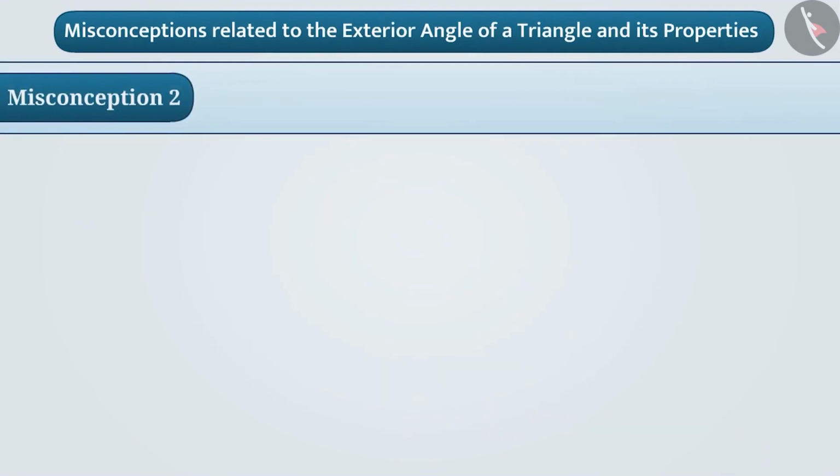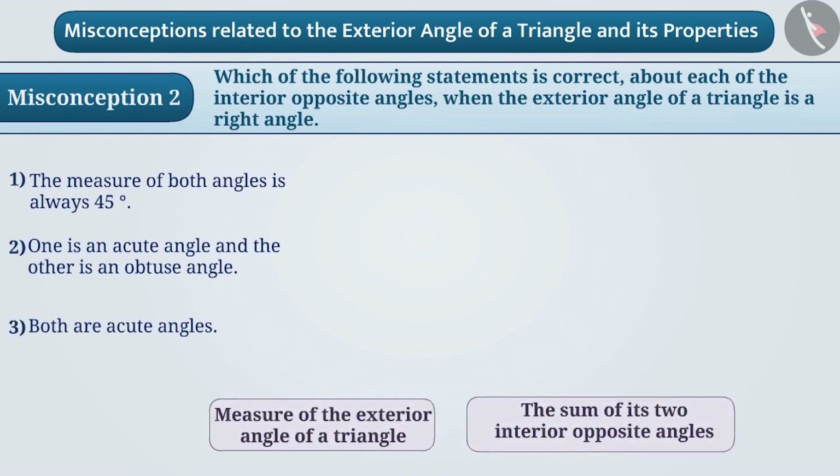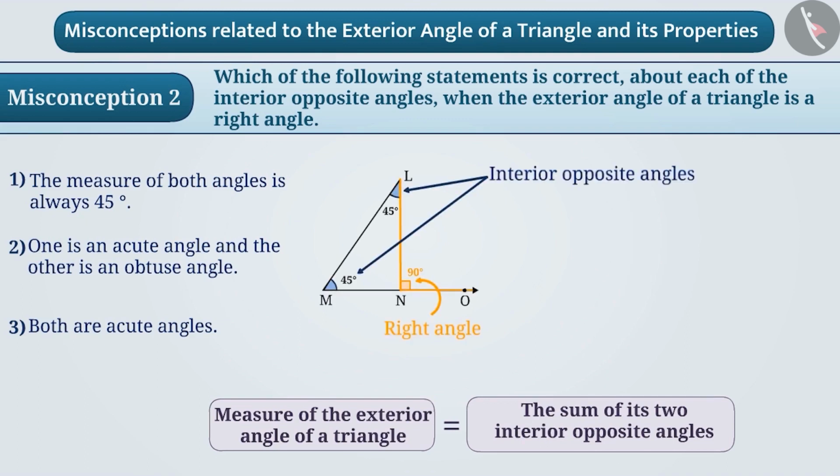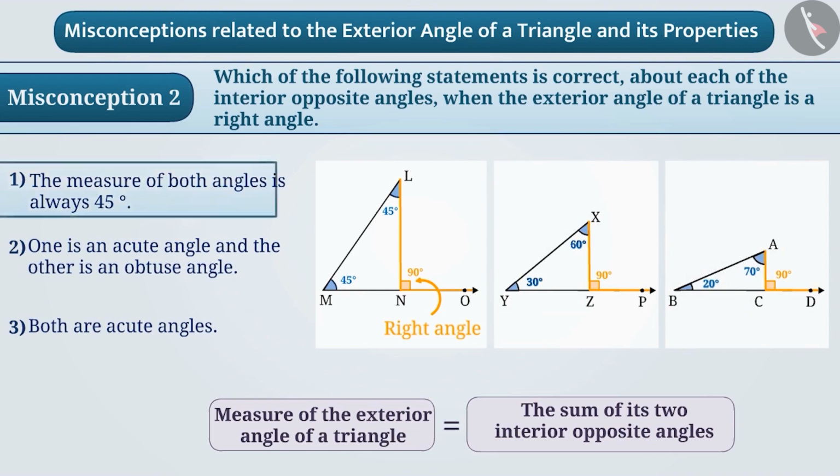Misconception 2. When the exterior angle of a triangle is a right angle, which of the following statements is correct about each of the interior opposite angles? We note that the measure of the exterior angle of a triangle is equal to the sum of its interior opposite angles. Some students believe that if the exterior angle of a triangle is a right angle, then the interior opposite angles will be equal. That is, they will always measure 45 degree. But this is a wrong understanding because the measure of the interior opposite angles of a triangle can be different from 45 degree. For instance, it can be 30 degree and 60 degree or 20 degree and 70 degree, etc. Hence, option 1 is incorrect.